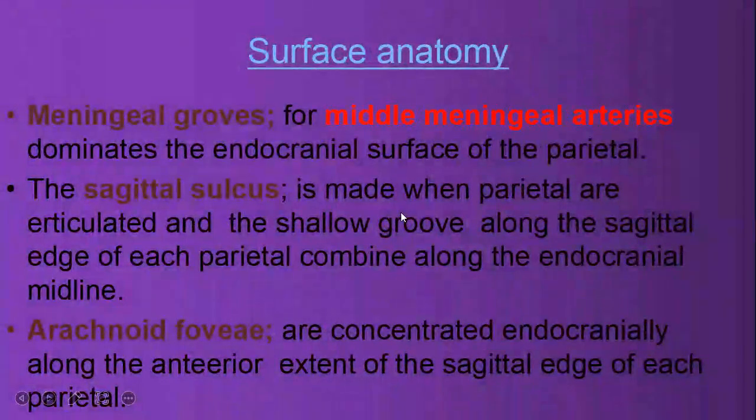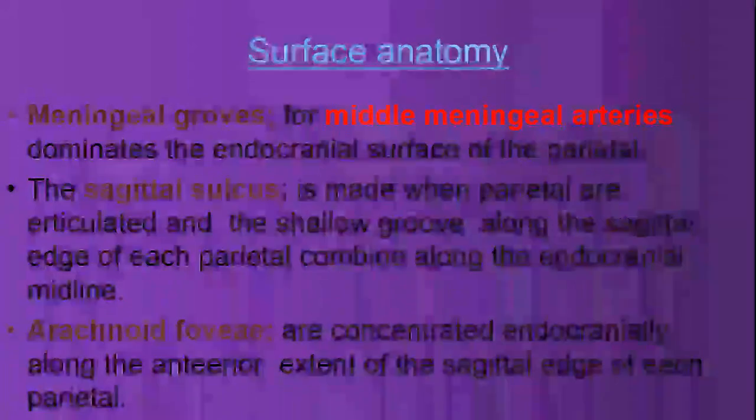The meningeal grooves for the middle meningeal arteries dominate the endocranial surface of the parietal. The sagittal sulcus is made when parietals are articulated, and the shallow grooves along the sagittal edge of each parietal combine along the endocranial midline. So that's the point where we find the sagittal sulcus. Arachnoid foveae are concentrated endocranially along the anterior extent of the sagittal edge of each parietal.